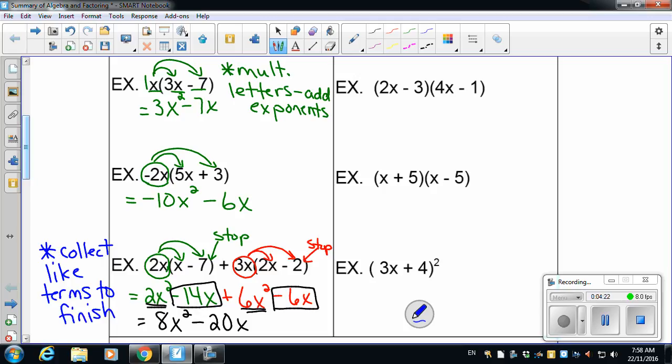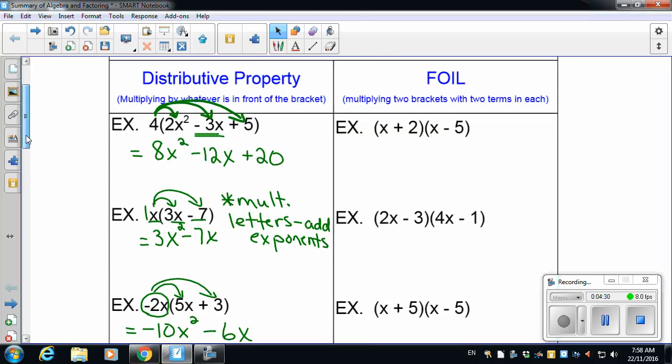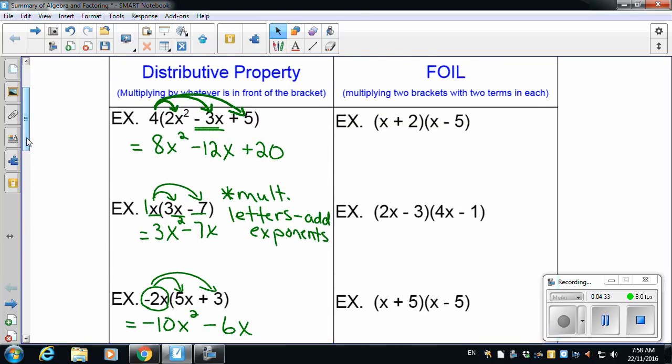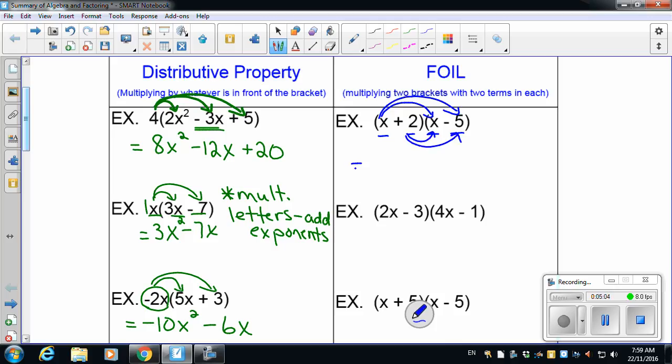So that's one type of multiplying, when you've got something in front of a bracket and you multiply everything in the bracket by what's in front of it. Another kind of multiplying is this idea of FOIL. And the difference between FOIL and what we just did is if you look at the brackets, there's 2 pieces in each bracket, and the questions we just did had 1 piece in front of the bracket. So when I have 2 pieces in each bracket, I'm going to multiply the first in each bracket. I'm going to multiply the outside in each bracket. I'm going to multiply the inside and the last to make sure I multiply all of them together.